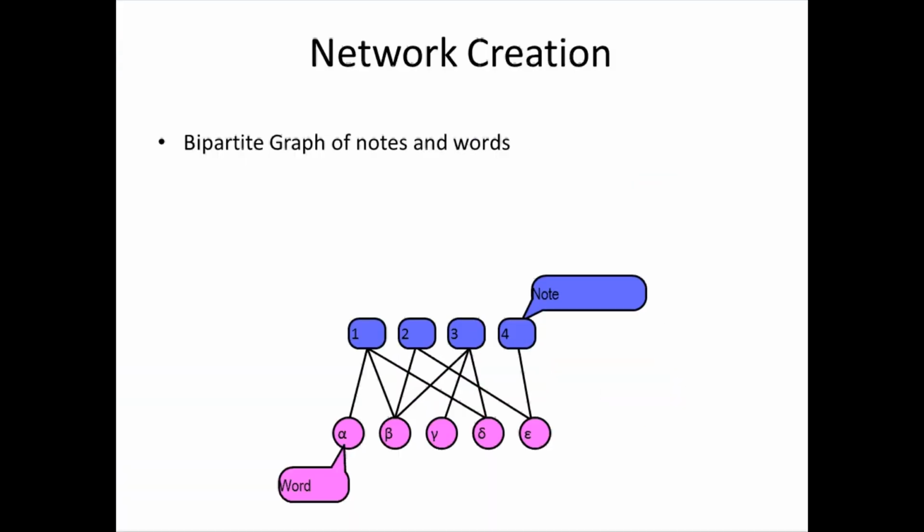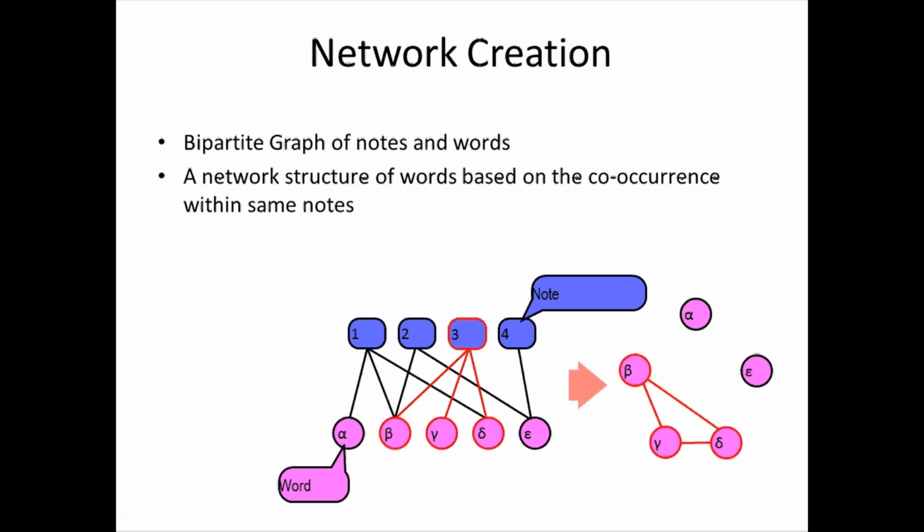We use a simple strategy to create the network from discourse. First, we make a bipartite graph of notes and words. Second, we make a one-mode projection of the network for words. These words are all connected by lines if they are used by at least one same note. Then a network structure of words represents the co-occurrence within the same notes.